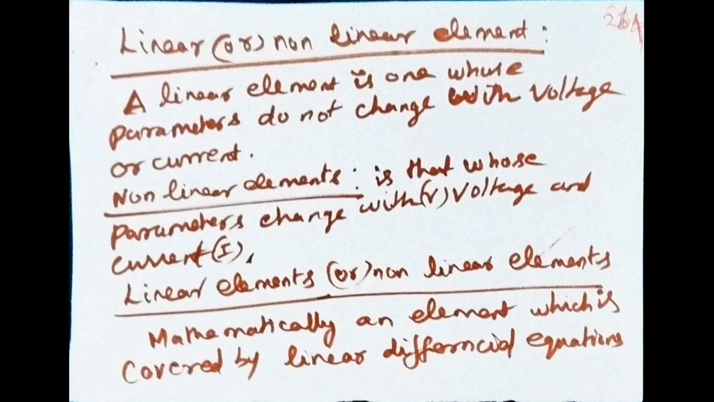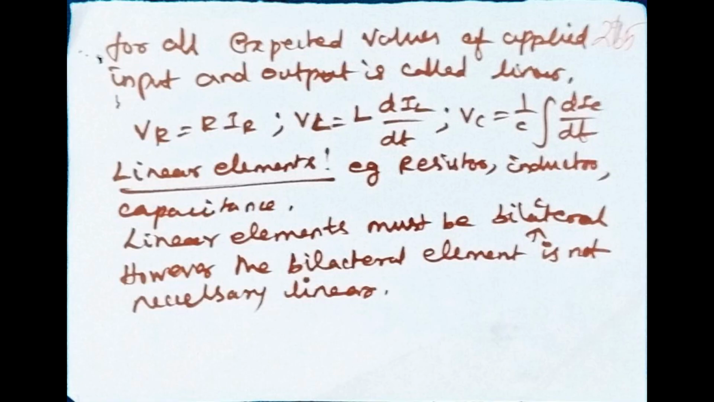Linear or nonlinear element. A linear element is one whose parameters do not change with voltage or current. A nonlinear element is one whose parameters change with voltage and current. Mathematically, an element which is covered by linear differential equations for all expected values of applied input and output is called linear.